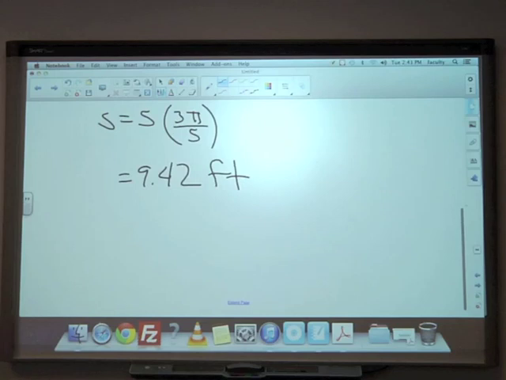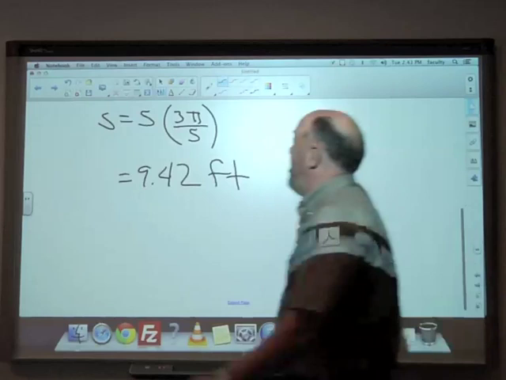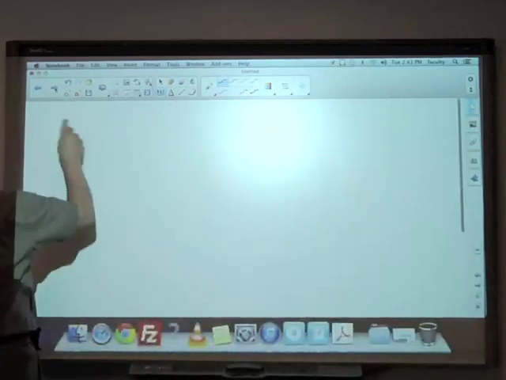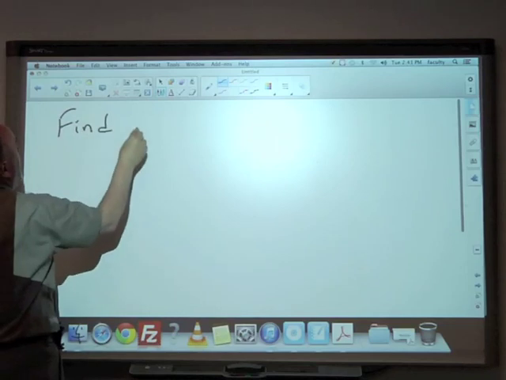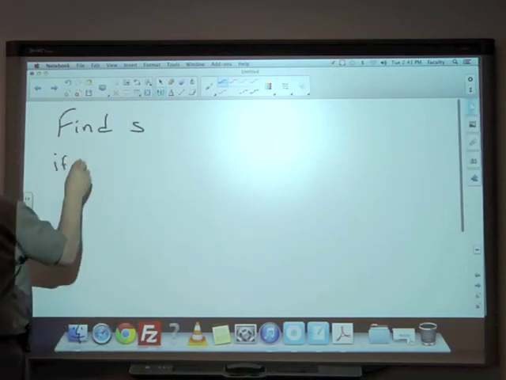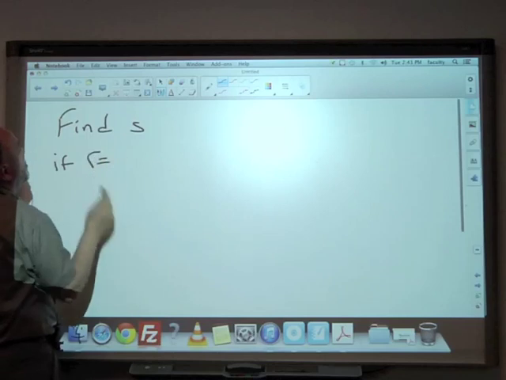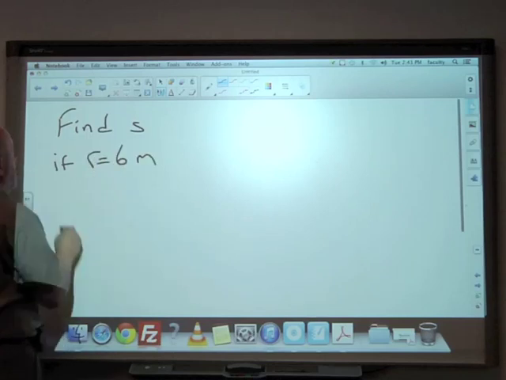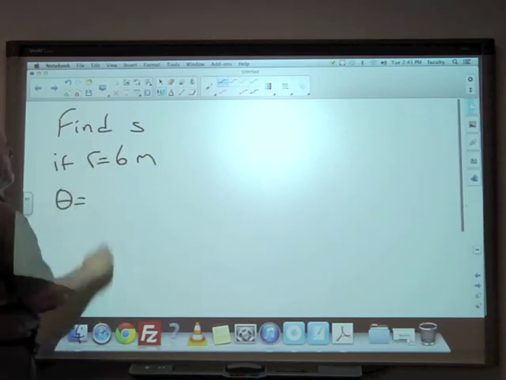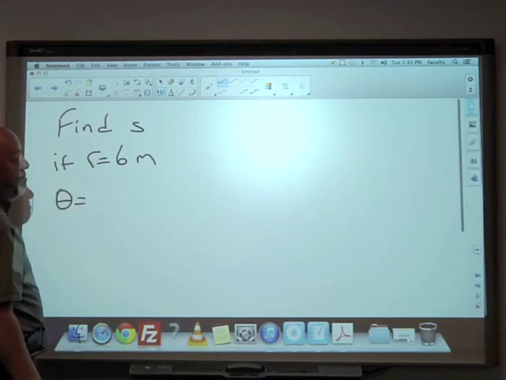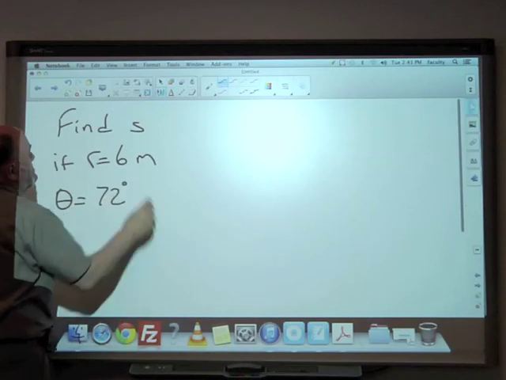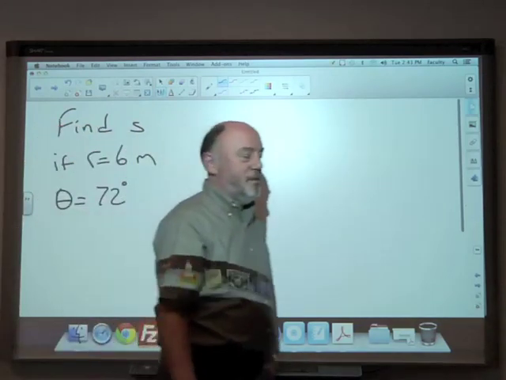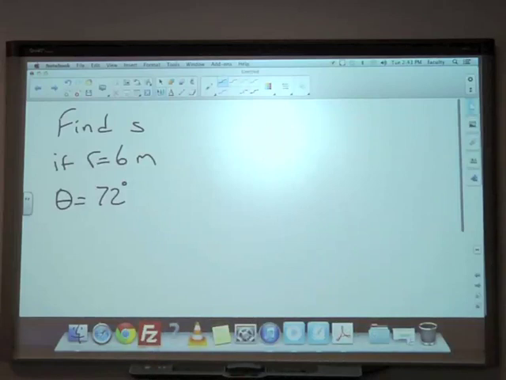Let's do one that's not in radians. All right. Find S if r is equal to 6 meters, theta is equal to 72 degrees.